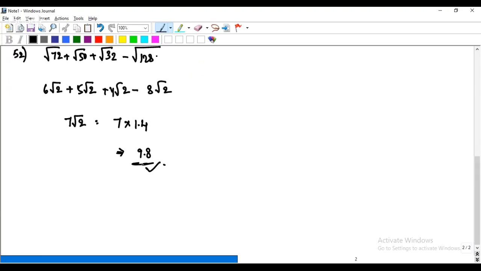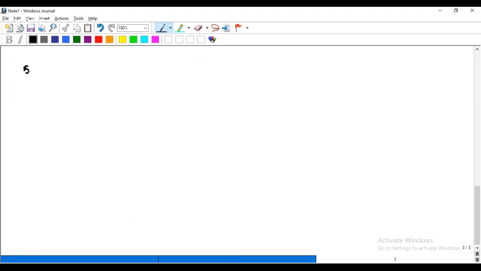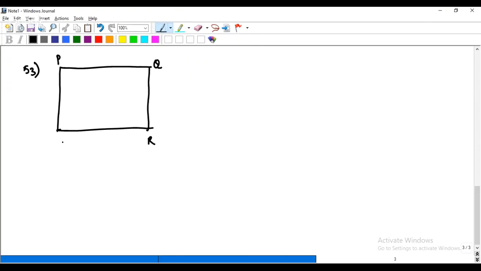Now, question number 53. PQRS is a rectangle, with PQ equal to 16 and QR equal to 12. E is a point on PQ and F is a point on RS in such a way that PERF is a rhombus. So you want PERF to be a rhombus. Like this, you will get a rhombus. So this is E and this is F.